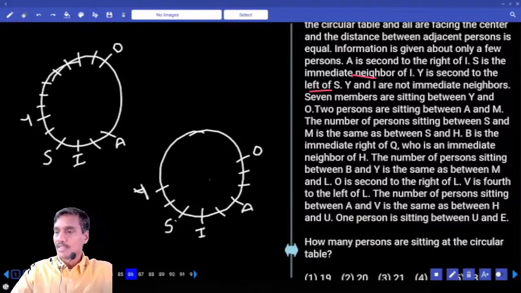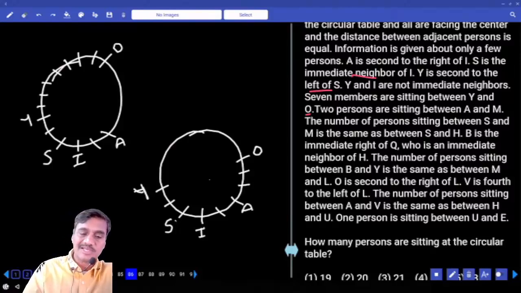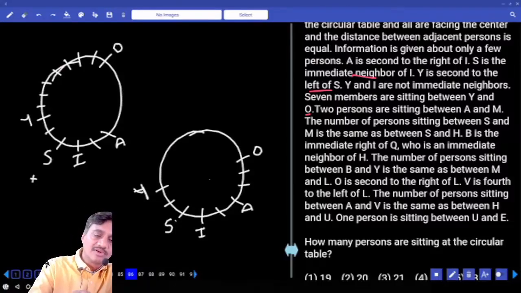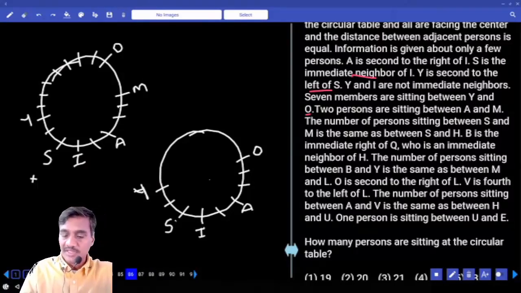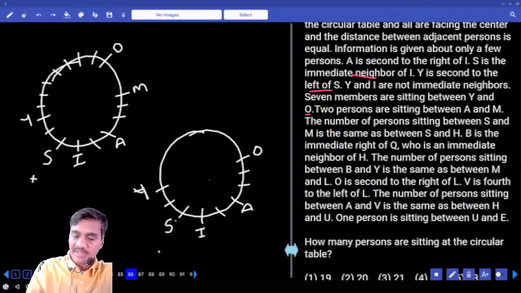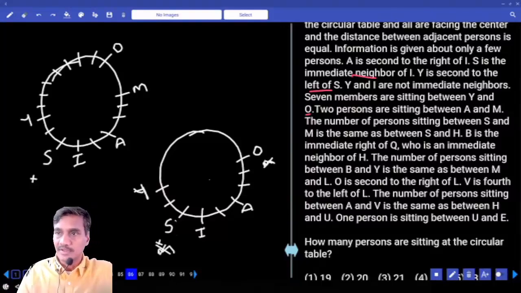The next one, 7 members between Y and O, 2 persons between A and M. In between A and M, there must be exactly 2 people. M cannot be here. And 2 people between A and M is here. సరిపోయిందా? 2 people between. ఇక్కడ చూడండి, 2 people between A and M cannot be at the place of S. ఇటు పక్క చూసుకుంటే ఈజ్ నాట్, కనుక ఇక్కడే పాసిబిలిటీ ఇన్వాలిడ్ అయిపోయింది. దెన్ 2 people between A and M.